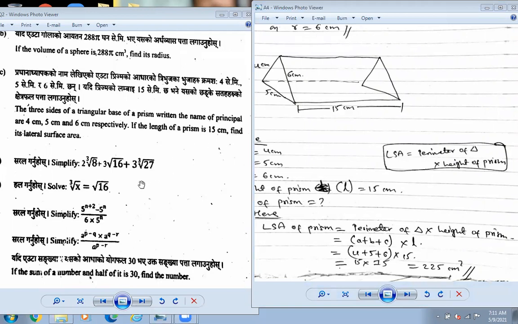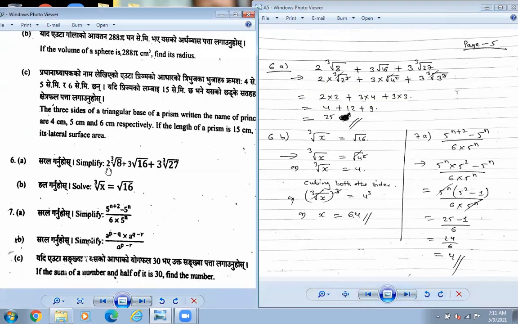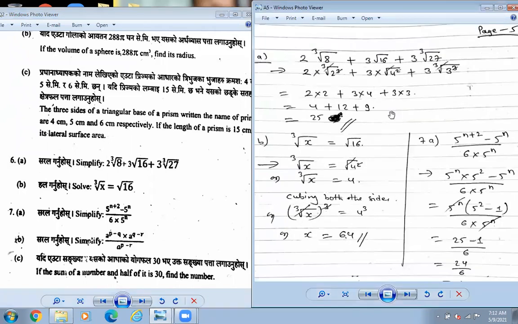They will watch the offline video, it will be added. Okay, so number 6a. Look at number 6a: 2 cube root under 8 plus 3 root under 16 plus 3 root under 27 is there. It is given like this. So how to solve this number? Let me zoom in a little bit.